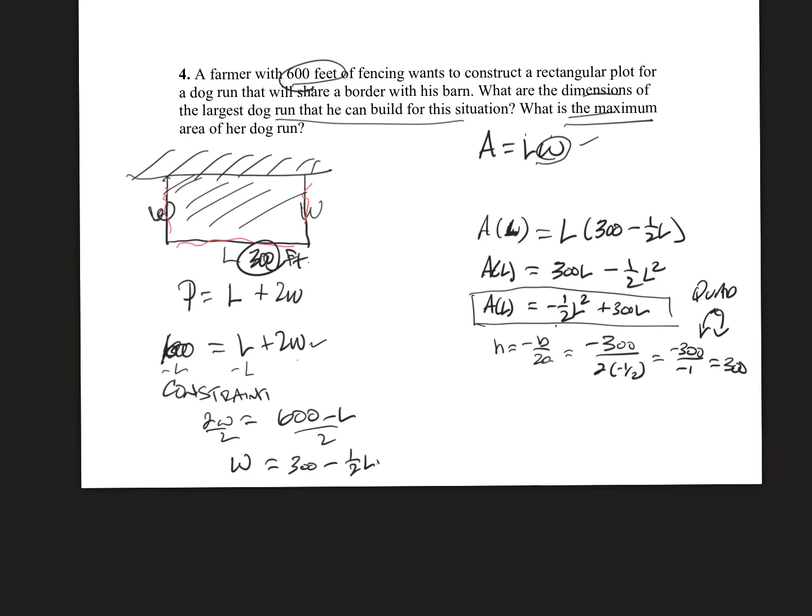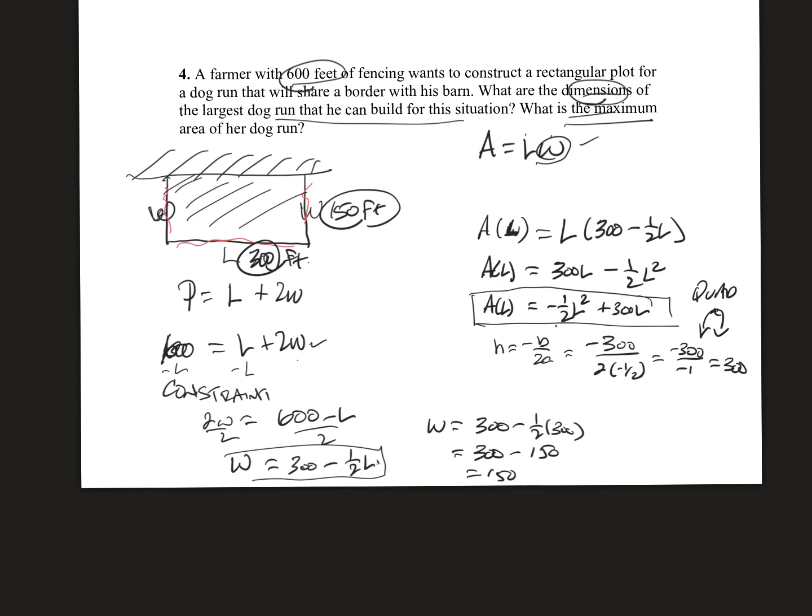All right, and so we can basically take this amount and come here. W, the width that I would have, is 300 minus 1/2 of 300. So this is 300 minus 150, which means that the width would have to be 150 feet. Okay, so we now know the dimensions of this dog run that are going to maximize the area. What is the maximum area of the dog run?